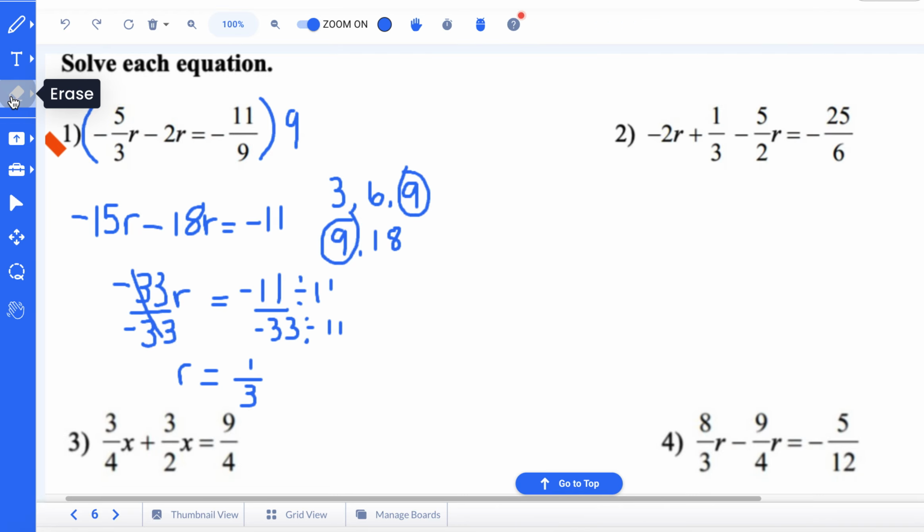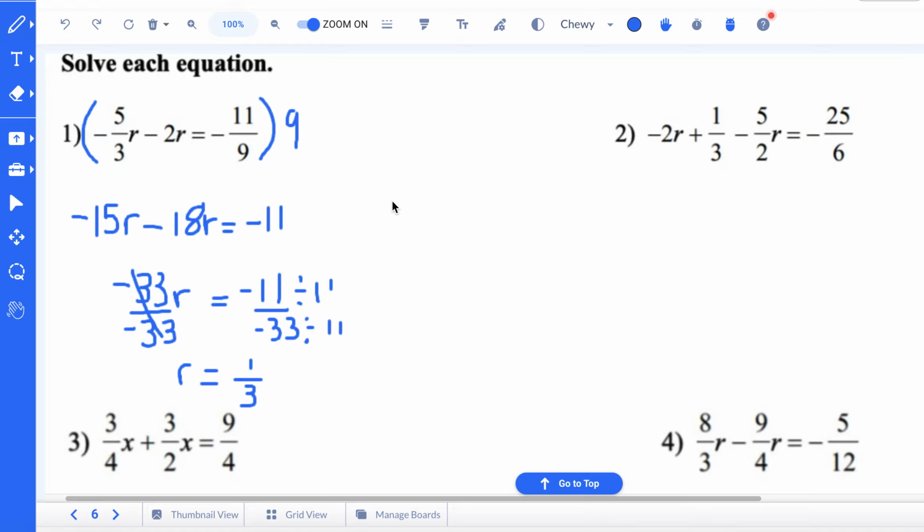I showed you in a previous video to always check your answer, especially when you're taking your EOC test. So let's check the answer. I'm going to plug in 1/3 wherever I see my variable. So now my equation is negative 5 over 3 multiplied by r, and remember r is 1/3, so multiplied by 1/3, minus 2, also multiplied by 1/3, should be equal to negative 11 over 9.